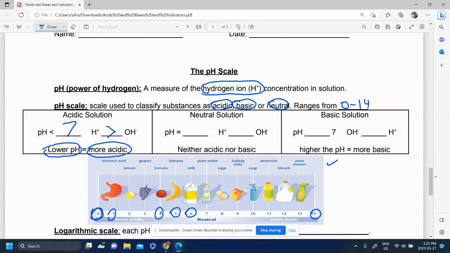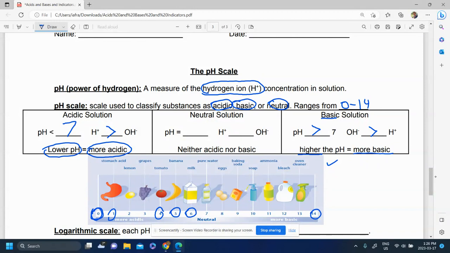If you had a basic solution, the pH is greater than 7. So 7.1, 7.2, 7.3, 8, 9, 10, 11, 12, 13, 14, those are all basic. And in basic solutions, your OH minus is greater than your H plus. The higher the pH, the more basic your solution is.